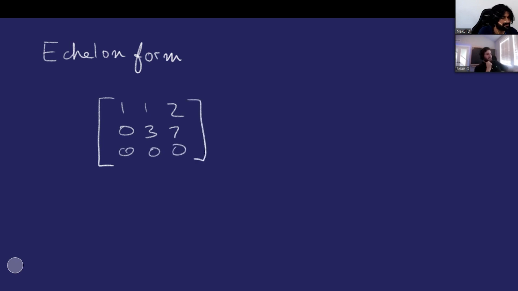So, for example, this matrix is in echelon form, because the pivots would be, well, all of the zeros in the third row, and the zero in the second row, and then all of the numbers above those zeros are non-zero. By the way, this 1 and this 3 are the pivots.